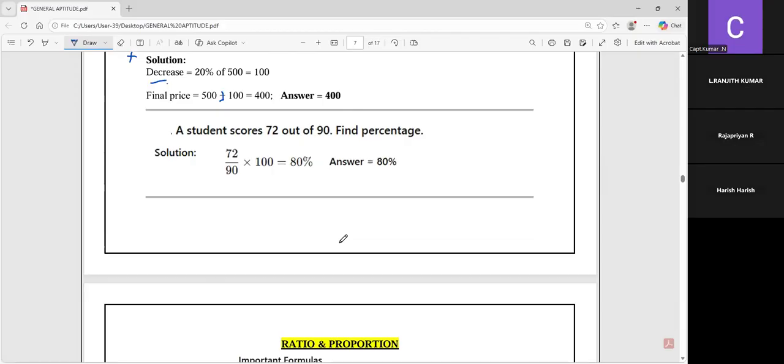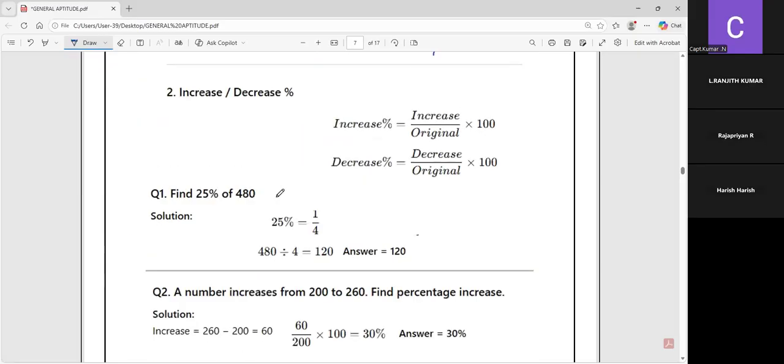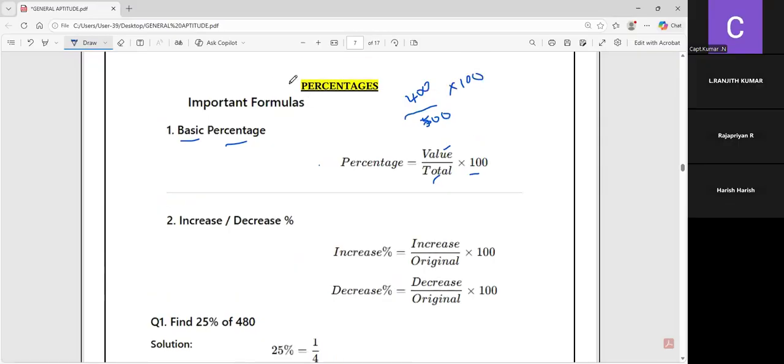And a very simple problem. A student scores 72 marks out of 90. Find the percentage. What's the total value? Total is 90. From the 90, the student got 72. I want the percentage, so I'm going to multiply this value into 100. I got 80 percentage. That is the answer for that one. So these are basic, simple and important questions for percentage.